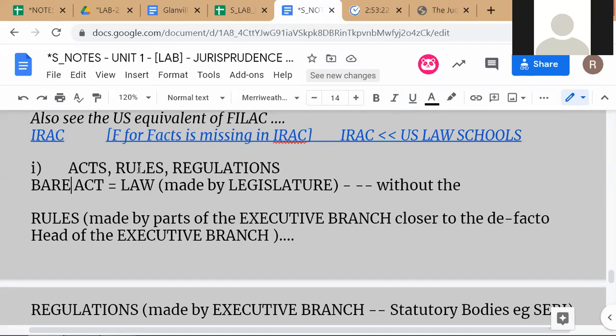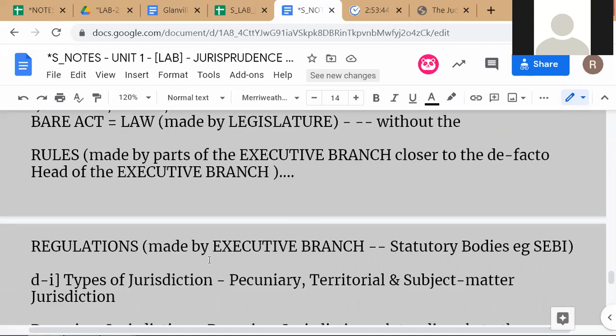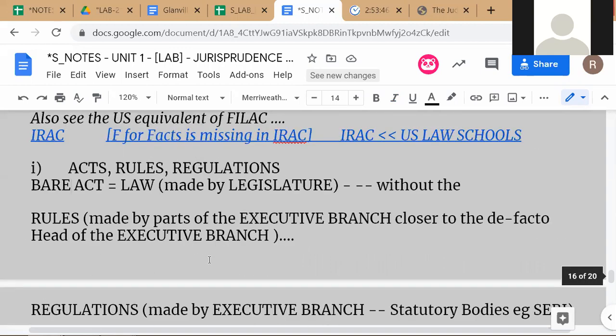So, for instance, the Income Tax Act is a law made by the legislature, from 1961, the latest version of the Income Tax Act in India. Now, when you're referring to the Income Tax Act or any other law made by the legislature, the Bare Act does not include the rules and regulations. This is what we call the Bare Act, the law itself. Now, there are two different terms, rules and regulations. Some people say they're no different from each other, but actually there is a difference.